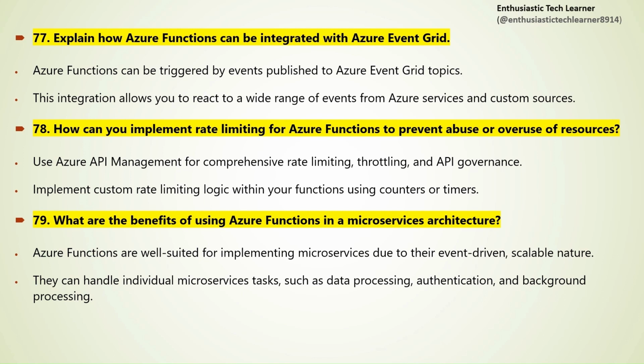How can you implement rate limiting for Azure Functions to prevent abuse or overuse of resources? Use Azure API Management for comprehensive rate limiting, throttling, and API governance. Implement custom rate limiting logic within your functions using counters or timers.